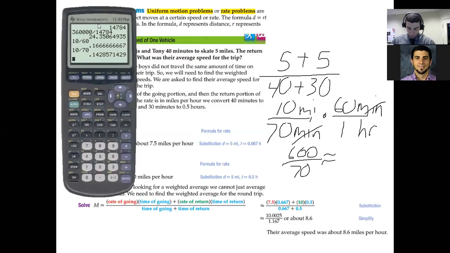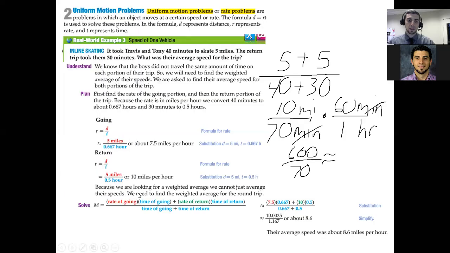And if I do that here, 600 divided by 70, you get 8.57, which rounds to 8.6 miles per hour. So you get the same answer there. I'm not sure why in the book they made you do it like this, because the rate times the time gives you the distance, and they already gave you the distance here. I think they're just showing you how to do it in case you might not know the distance. Sometimes they do just give you the rate and the time, and you have to figure out the distance.